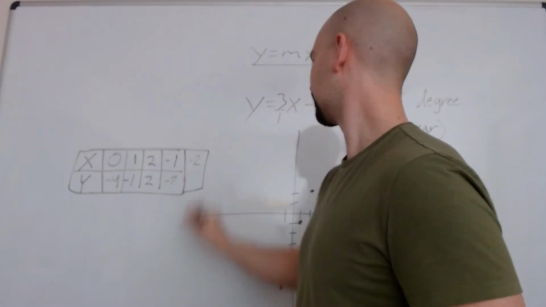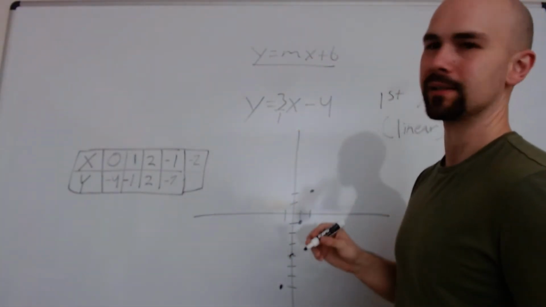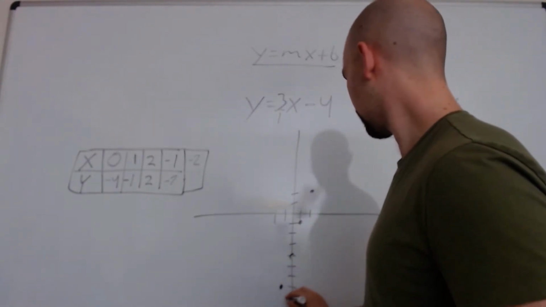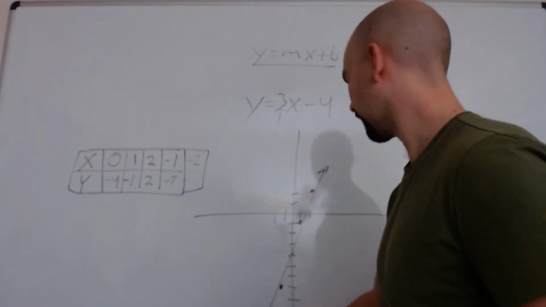And one last for good measure. So 3 times negative 2 would be negative 6, minus 4 is negative 10. And there you have it. So this is an example of a linear equation.